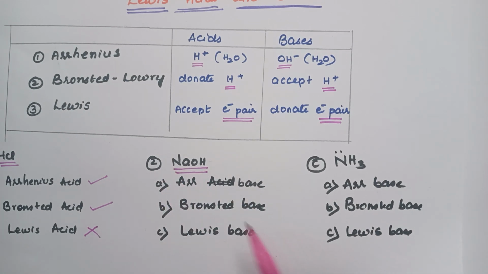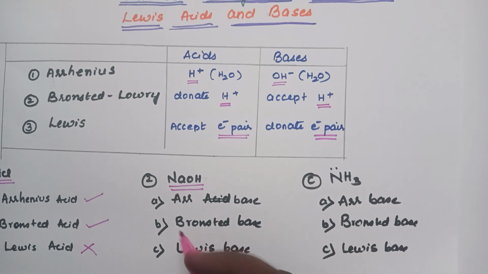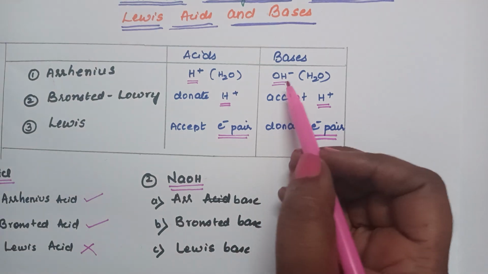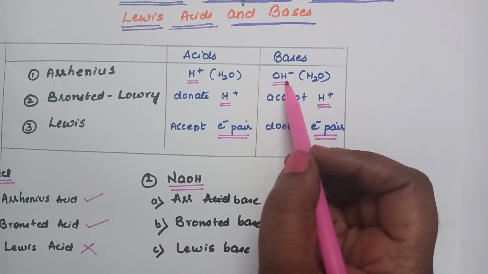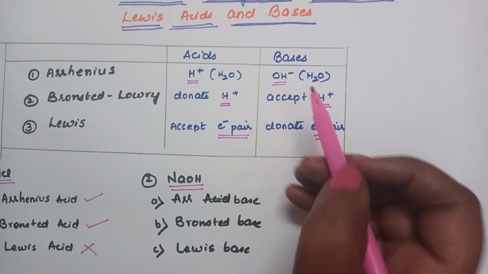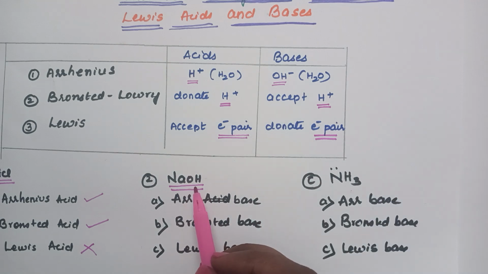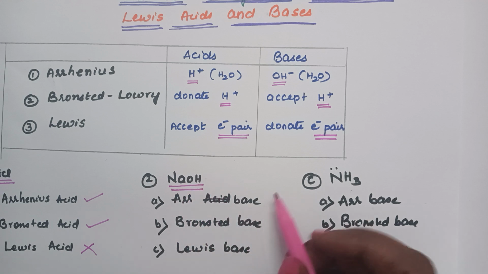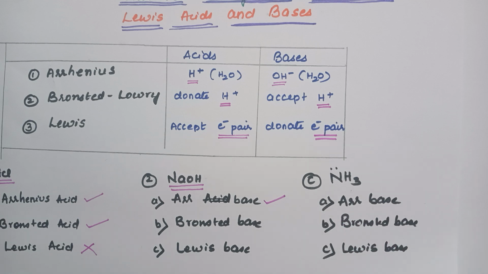Sodium hydroxide. Three options you have. The first option is Arrhenius base, the second option is Bronsted base, the third is Lewis base. We will see the first option, Arrhenius base. Arrhenius base means when dissolved in water, it should produce OH minus ion. Sodium hydroxide, when you dissolve it in water, will produce Na plus ion and OH minus ion. So this is producing OH minus ion. Therefore it is an Arrhenius base.